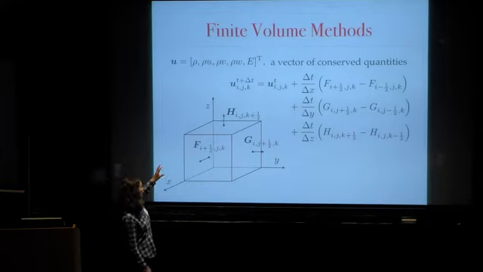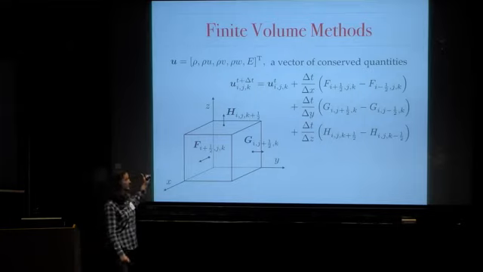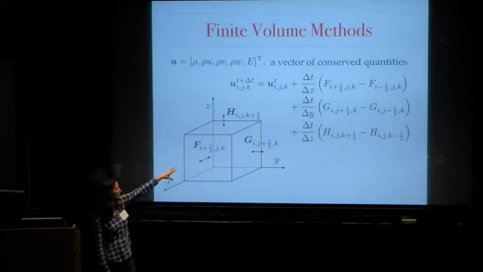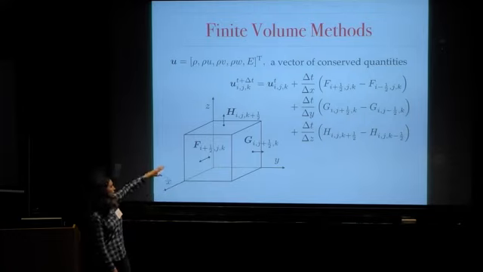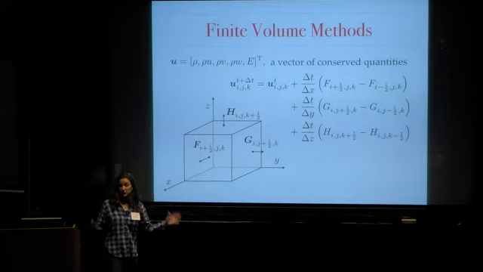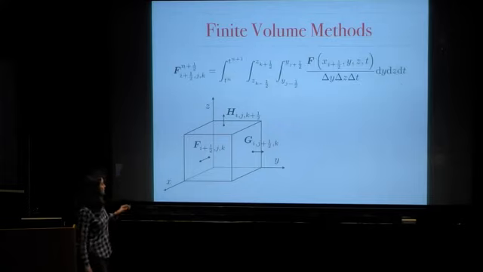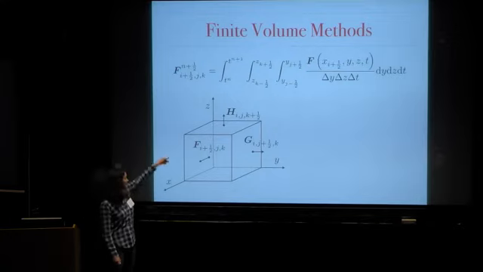If I rewrite this, the fluxes on the x face I'm calling f, on the y face I'm calling g, and on the z face I'm calling h. You can see that I've now rewritten my conserved variable update in terms of the flux at one interface minus the flux at the other interface being equal to the change in time of that quantity. So this is just another way of expressing the conservation equations.